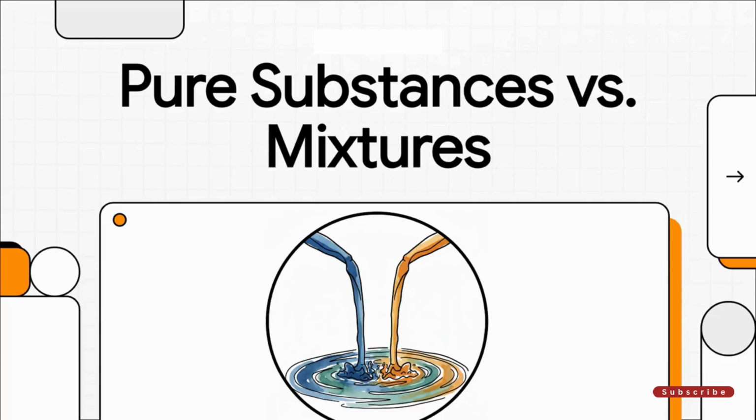Have you ever stopped to think about all the stuff around you? The air you're breathing, the water you drink, the phone in your hand? Well, it turns out we can classify literally all of it into just a few basic categories. And understanding those categories is key to understanding, well, pretty much everything. So let's dive right in.